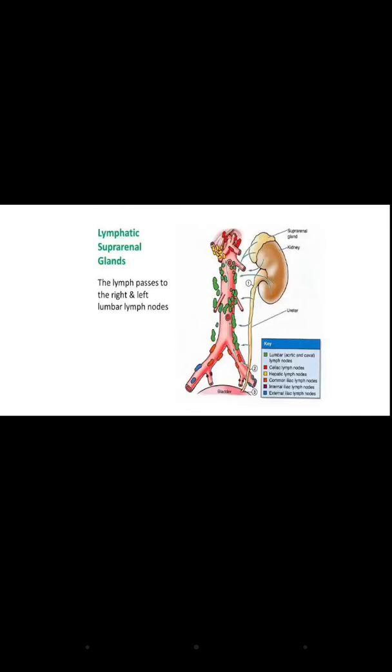Now the lymph drainage. Lymph drainage of the suprarenal gland is by the lumbar lymph nodes. These greenish in color are the lumbar lymph nodes, and all the lymphatic drainage will be into these lumbar lymph nodes.